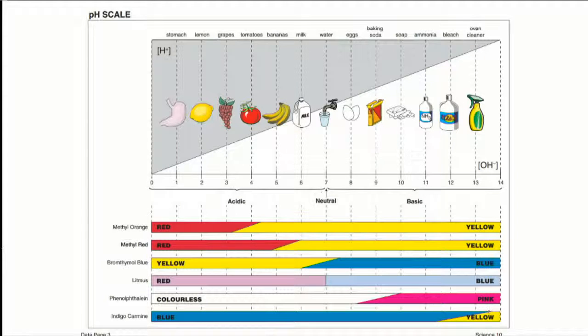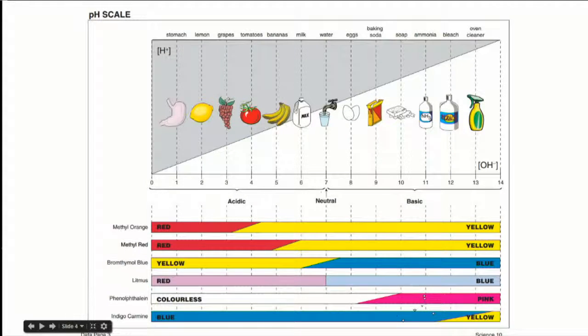So what you can do is, if I said something like, oh, I gave you a substance and I added some phenolphthalein and it turned pink, but I added indigo carmine and it was blue, you can see that that kind of has a small little area in here. So you know that the pH of the substance is going to be between about 10 and 12, because that's the only place where phenolphthalein can be pink and indigo carmine can be blue.